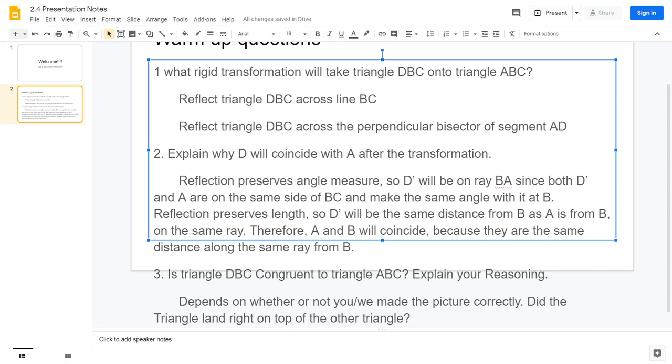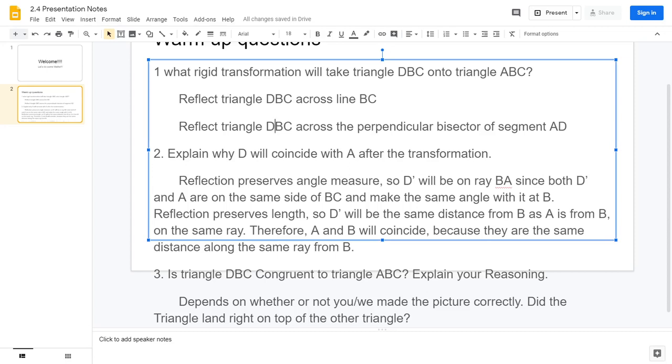So after you reflect, the angle measures are not going to change for the triangle you're reflecting. So D prime is going to be on ray BA, since both D prime and A are on the same side of BC.